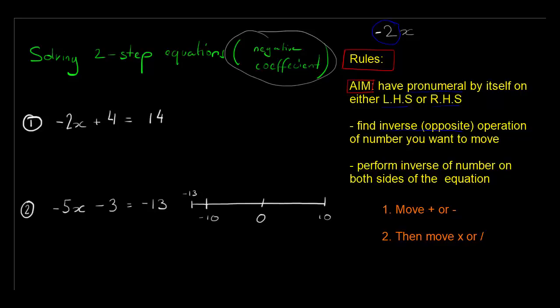And making sure that we do it to both sides, right? So perform it on one and the other side. And the rules are still, we're going to move plus or minus first, and then times divided by last. Alright, let's have a look at the question. So this is what I mean.